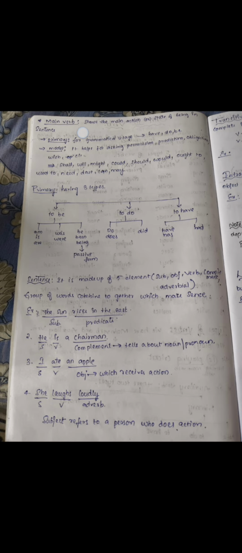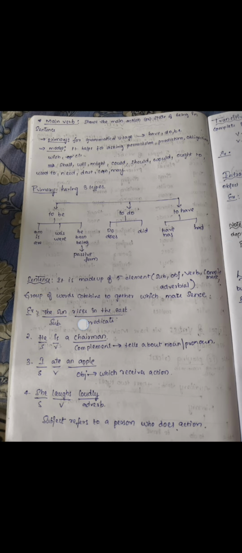When it comes to main verb, it shows the main action or the state of being in the sentence. It shows only the main action that has been done in the given sentence, so it is called a main verb. A sentence, by definition, is a group of words combined together which makes sense. It is made up of five elements: subject, object, verb, complement, and adverbial.